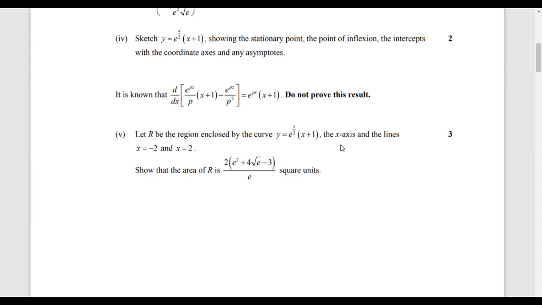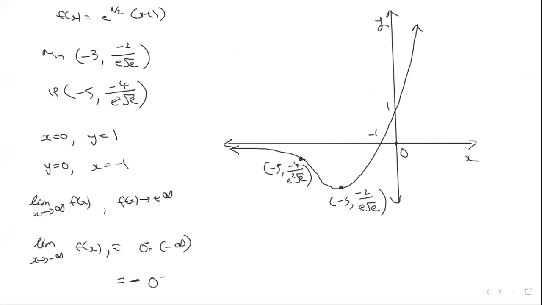So it would be helpful to refer to our diagram. You want the region R to be enclosed by the curve, okay? The x-axis, okay? So the x-axis is over here. And also the lines x equals -2 and x equals 2. So that's interesting. -2 would be here. 2 would be here. Assuming we haven't made any mistakes in our drawing, that implies that they actually want 2 different areas.